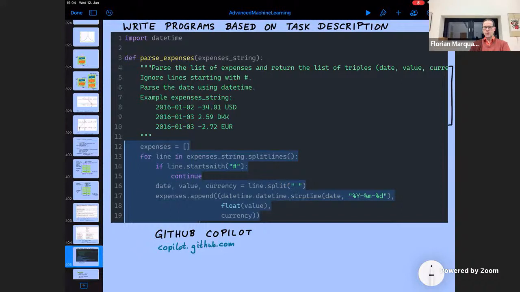For example, here it says parse some list of expenses, produce some method that will be able to parse these strings and then do something with them. And then the generated part is highlighted here, it's the lower part. And it really starts to write something that makes sense. For example, in the explanation, it said that you should ignore lines starting with this hash mark. And indeed, it starts a program that would ignore this particular mark.